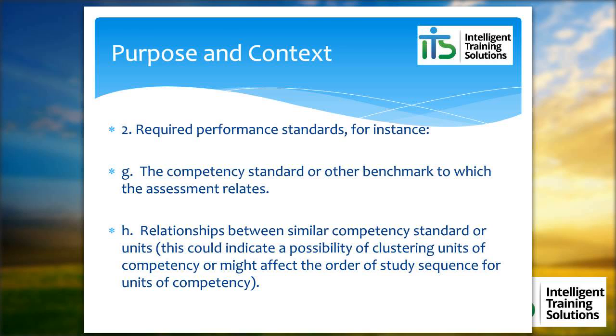2, required performance standards. For instance, the competency standard or other benchmark to which the assessment relates, and that's the real formal process, guys, of where we get these units of competence and we validate and we make sure we're training and, well, more importantly, assessing in the areas that we need to assess. And relationships between similar competency standards or units. This could indicate a possibility of clustering units of competency or might affect the order of study sequence for the units of competency. Well, what does that mean?